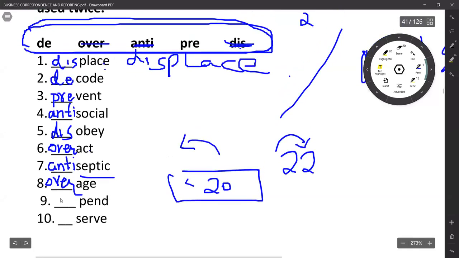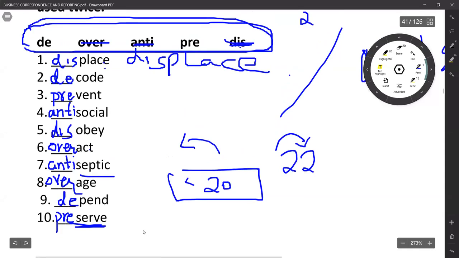You can't say prepend, you will say depend, rely, depend. Why do you put oil in pickles? In order to preserve it. Correct. In order to keep it for a long time, in order to safeguard it or to preserve it. Okay, good.